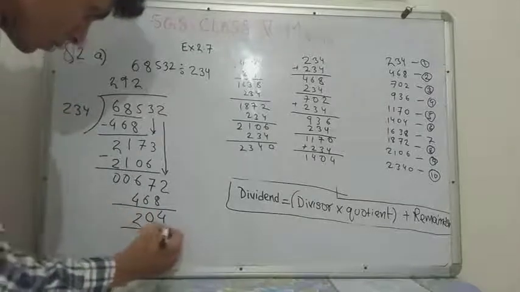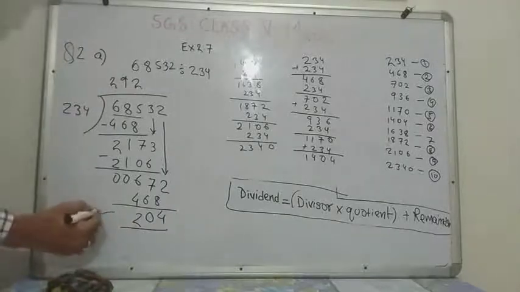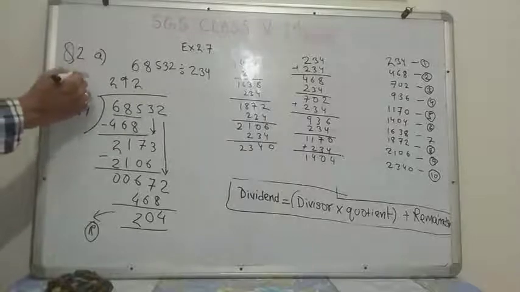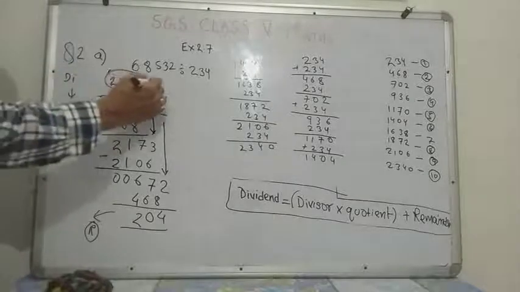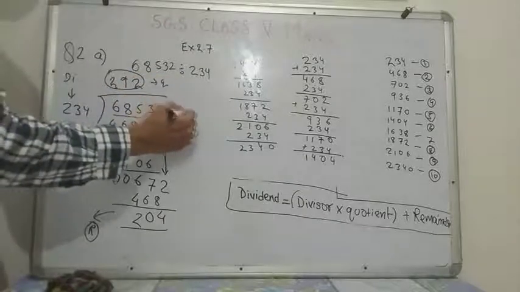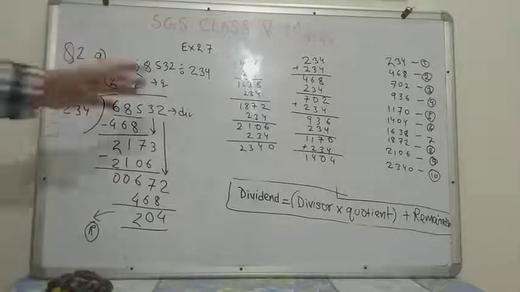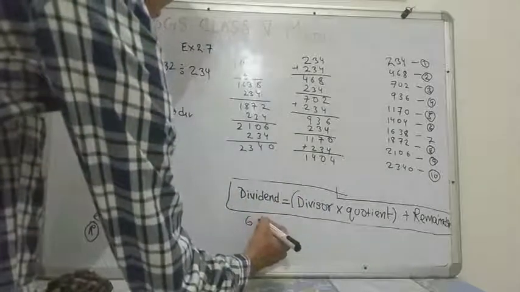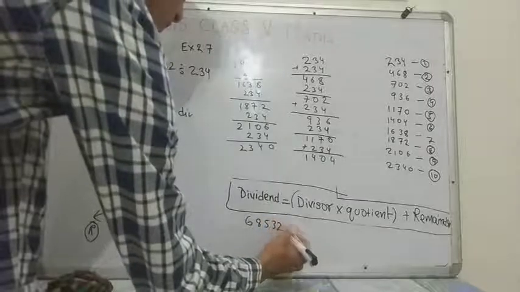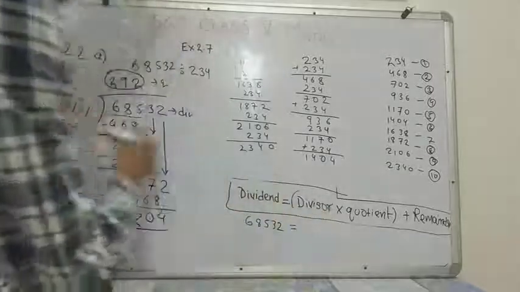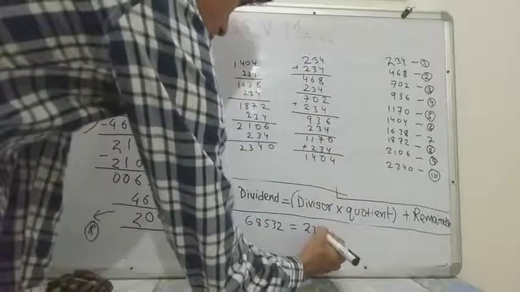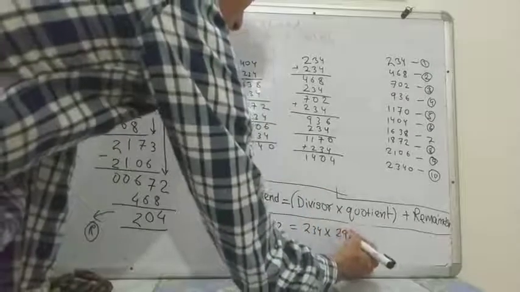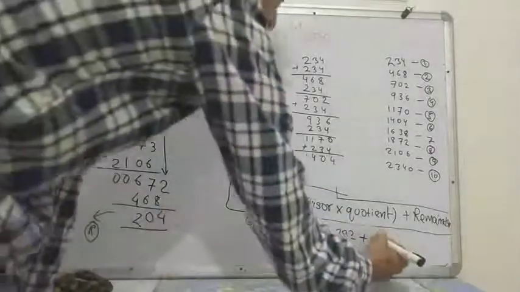Here comes 204. Now you know that this is called remainder, this is called divisor, this is called quotient, and this is called dividend. So we put the following values under this. We have 68532 is equal to divisor 234, multiplied by how much? 292, and add remainder, how much? 204.